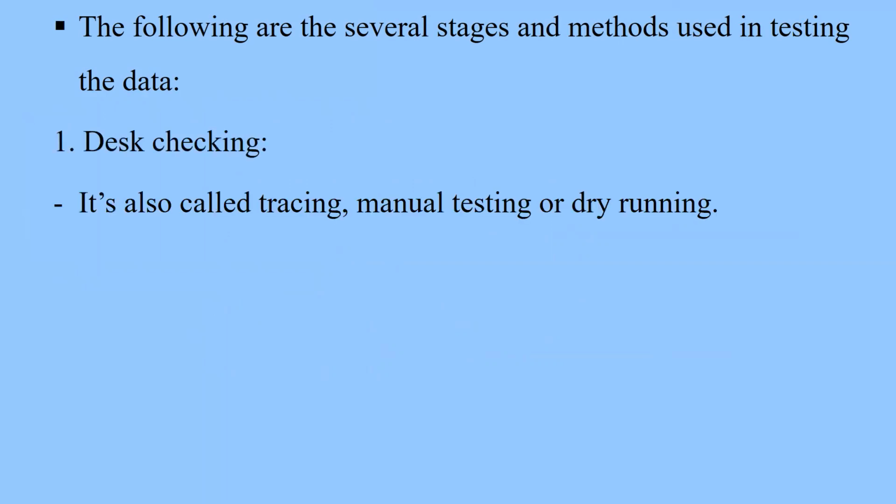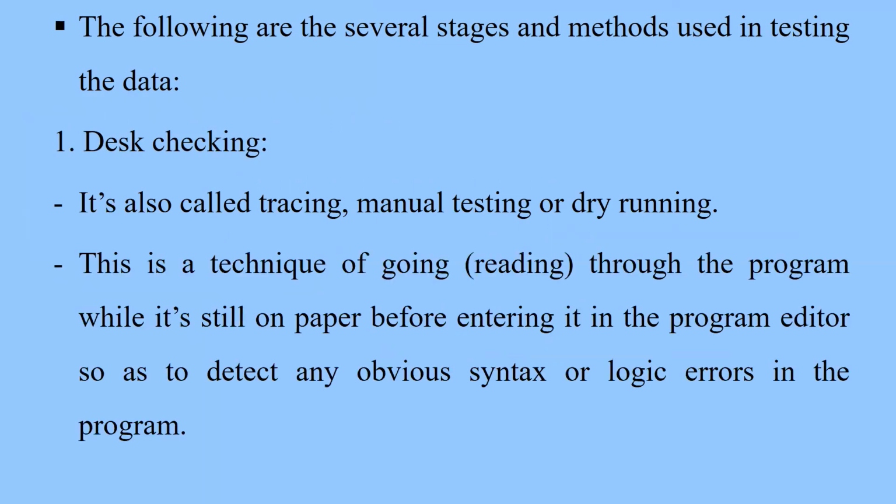The following are therefore the stages and methods used in testing the data. Number one is desk checking. It is also called tracing, manual testing, or dry run. This is a technique of going through your program while it is still on paper, before entering it in the program editor, so as to detect any obvious syntax or logic errors in the program. My dear students and the rest of the learners, don't make it a habit to be running into using the computer to code your program from scratch.